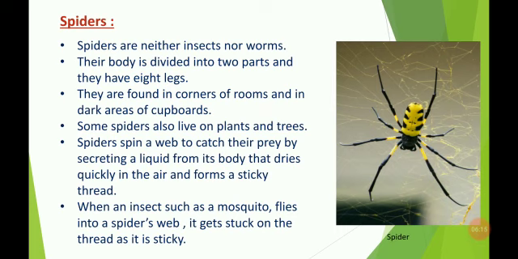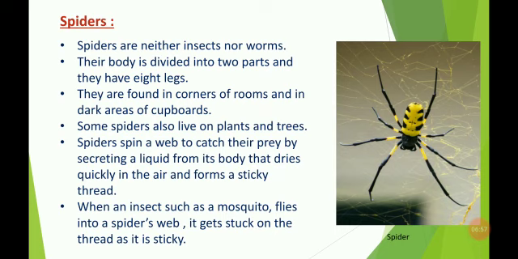Now, spiders. Spiders are also very common. They are neither insects nor worms. Their main characteristic is that they have 8 legs and their body is divided into two parts. Spiders are found everywhere in the world and they can be of different types. They are found in rooms, in dark areas of the cupboards, even sometimes on plants and trees. One amazing fact about spiders is that most of them have 8 eyes and on their legs tiny hairs are present that help them to hear and smell.